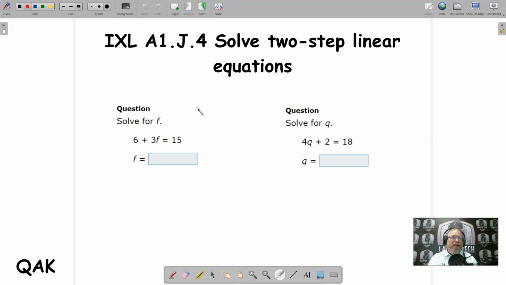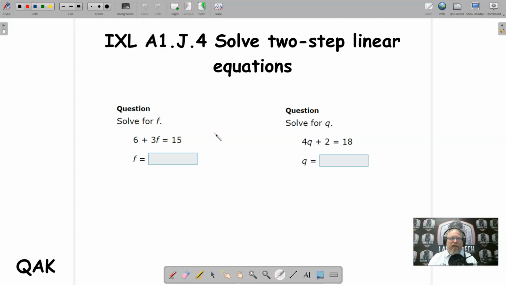So in this case, we've done one-step equations. Now we're doing two-step equations. In the one-step equation, we only had to take one step before we got to a solution. We used inverse operations. We undid addition with subtraction and undid subtraction with addition. We undid multiplication with division, and we undid division with multiplication.